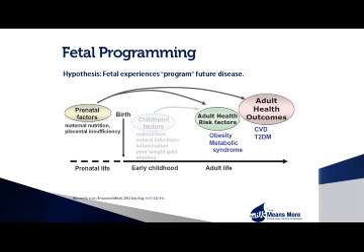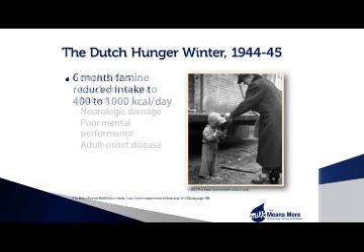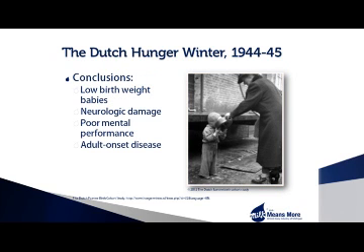Researchers use data from the tragic Dutch hunger winter to flesh out the concept. World War II caused a famine in the Netherlands during the winter of 1944. For 6 months, the populace lived on less than 1,000 kilocalories per day. Researchers examined the famine's effect among women pregnant before, during, and afterwards. They found that babies born to malnourished women had lower birth weight, neurologic damage, and poor mental performance. And as adults, they developed conditions such as obesity, impaired glucose tolerance, cardiovascular disease, and antisocial behaviors.